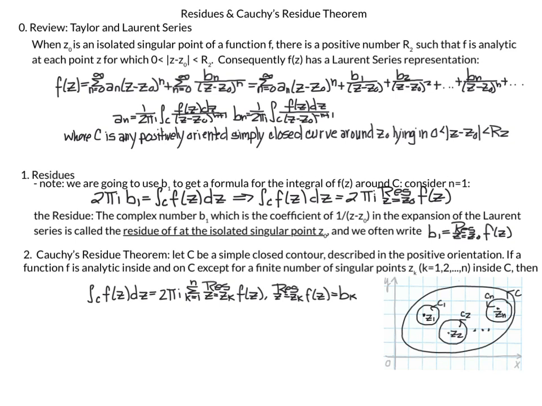To generalize this result to multiple singularities, we have Cauchy's residue theorem. Let C be a simple closed contour described in the positive orientation. If a function f is analytic inside and on C, except for a finite number of singular points inside C, then our closed curve integral is equal to 2 pi i times the sum of the residues for those singular points inside C.